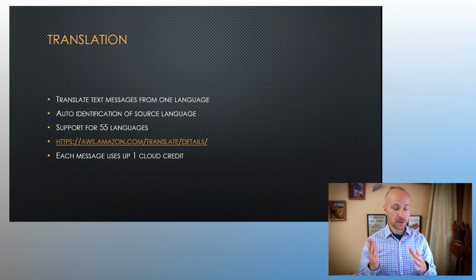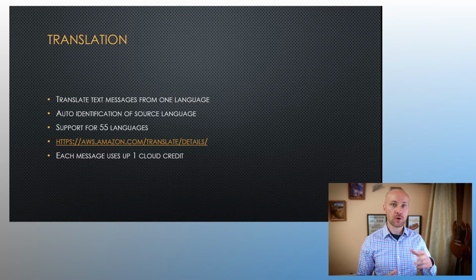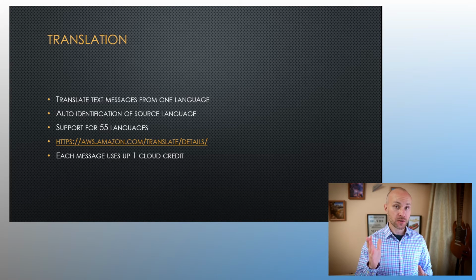All right, so in this tool, we are dealing with translation. We can take text messages in one language and translate them to another. We can perform auto identification of the source language, and Amazon supports 55 languages. Now there's a link on the screen so you can see which languages are supported. Whenever you do translation, you will use one cloud credit per message that you translate.